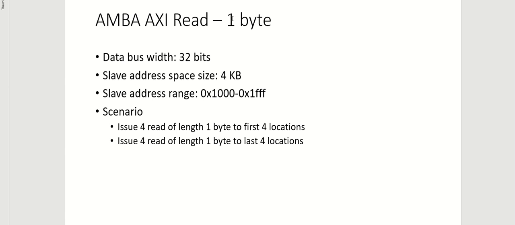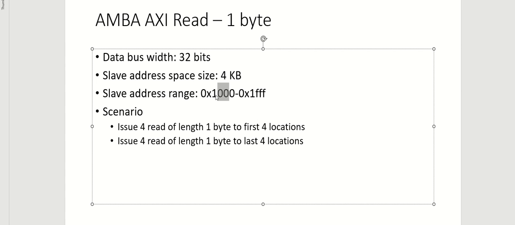So today we will look at one byte read, and the scenario that we will analyze is we will issue four reads of length one byte to the first four locations of this address range, and then we will issue another four reads of length one byte to the last four locations of this particular address range.